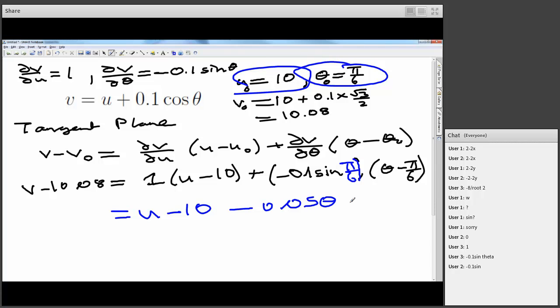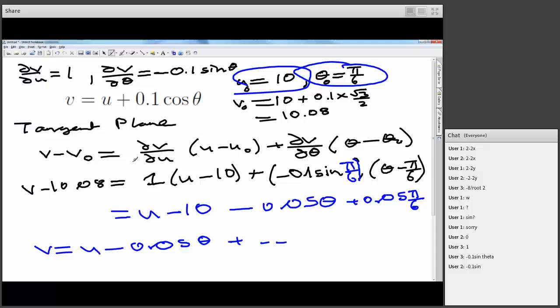theta plus 0.05 pi over 6. And you can rearrange that, so v is equal to u minus 0.5 theta plus some constant that a calculator can tell me if I needed to. So that's how you work out the tangent plane in a given circumstance. And I mentioned a few issues that might arise. So this is a tangent plane. If you had to work out a differential, for example, the differential just tells you what the pattern is in general.